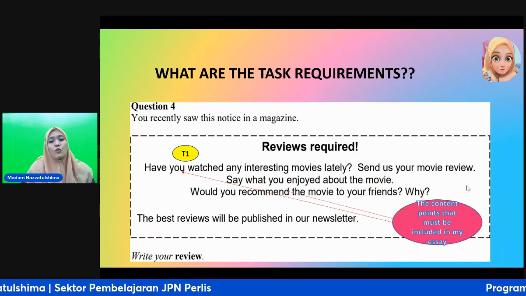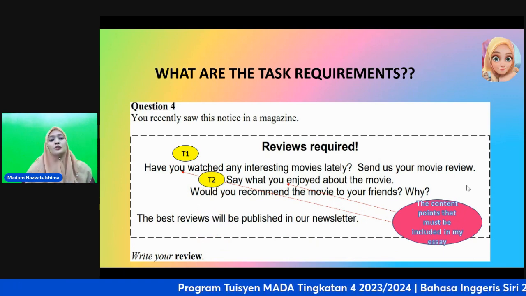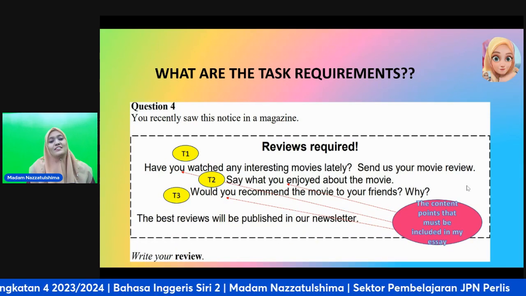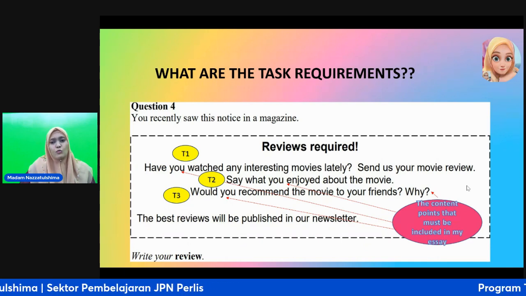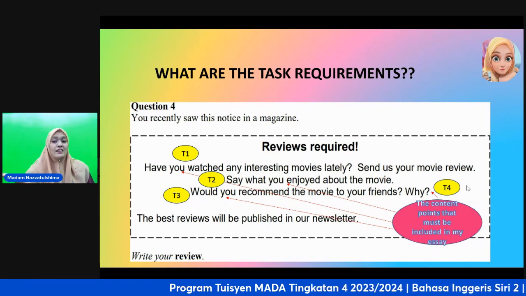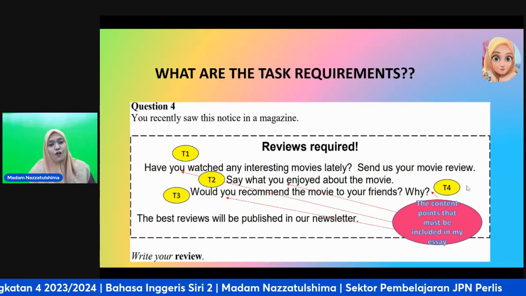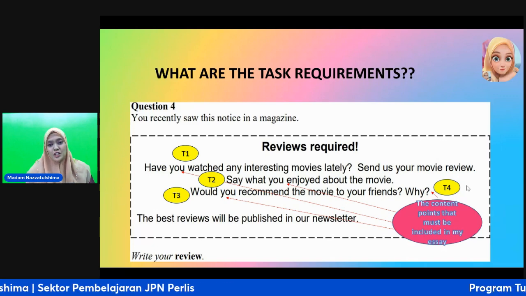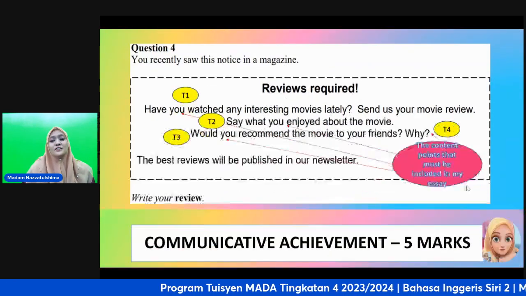Next one, say what you enjoyed about the movie. So this is your T2. Then, would you recommend the movie to your friends? Yes, you would like to recommend this movie to your friend. So that is your T3. Last is about why, where you are supposed to give the reasons why you would like to recommend this movie to your friend. That one should be your T4. When you complete T1, T2, T3, and T4, you are able to make your readers really understand all the information, and the task is fulfilled. When the task is fulfilled, you get 5 marks for the content, right?